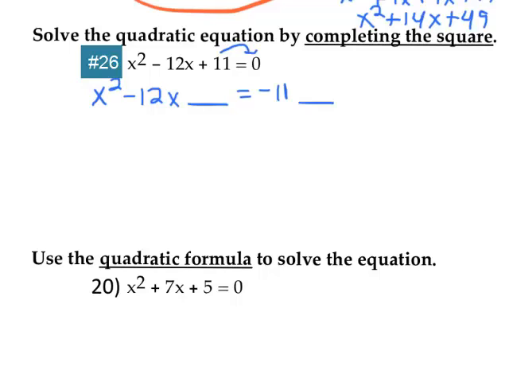Leave a spot there. We're trying to figure out what to put here so that we can factor into something squared. So to do that, we take this number and we say, alright, negative 12 divided by 2 is negative 6. Square that negative 6 and you get 36. So I need to put 36 right here. If I put it on one side of my equation, I need to put it on the other to keep my equation balanced.